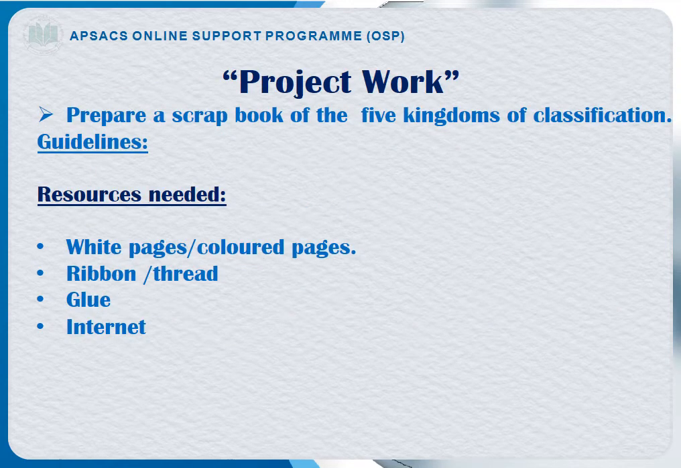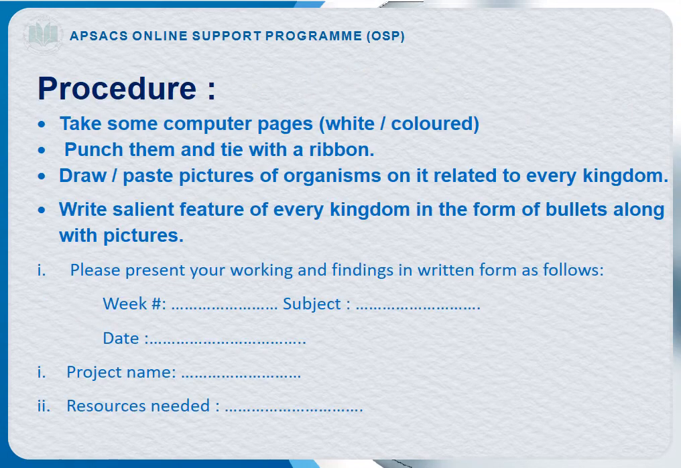Project work related to these topics. Prepare a scrapbook of the five kingdom classification. Guidelines: resources needed are white or colored pages, a ribbon or thread, glue or internet connection. Procedure. Take some computer pages, white or colored. Punch them and tie with a ribbon. Draw and paste pictures of organisms on it related to every kingdom. Write salient features of every kingdom in the form of bullets along with the pictures.